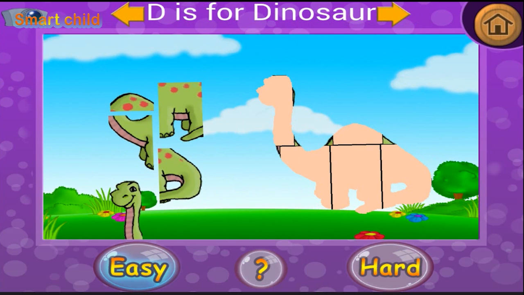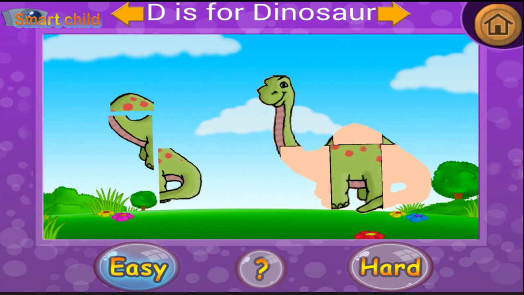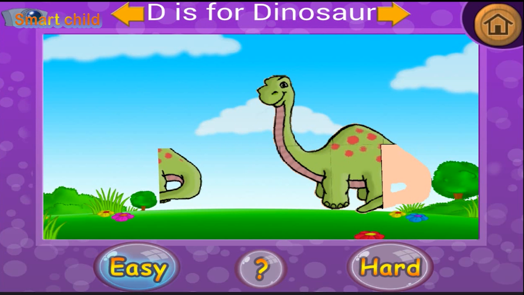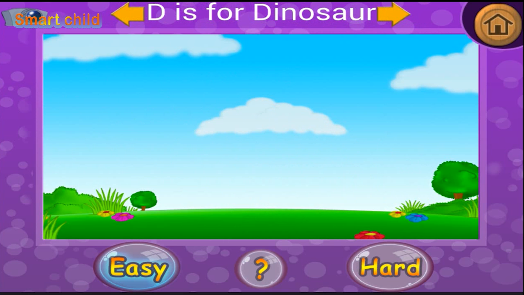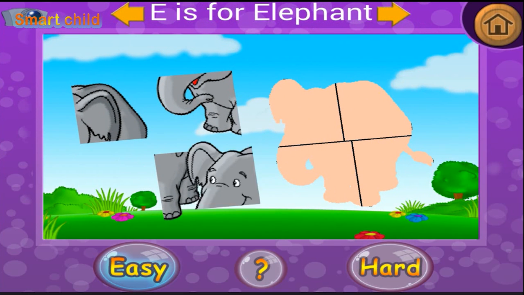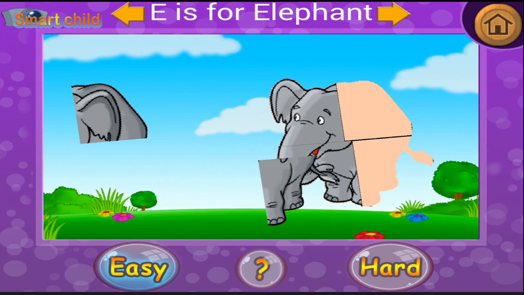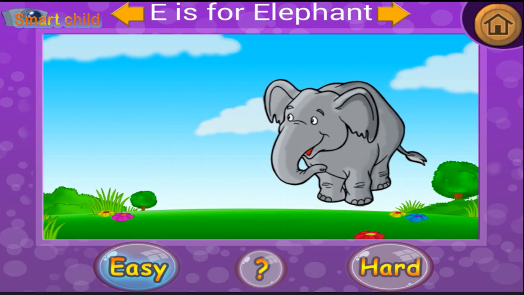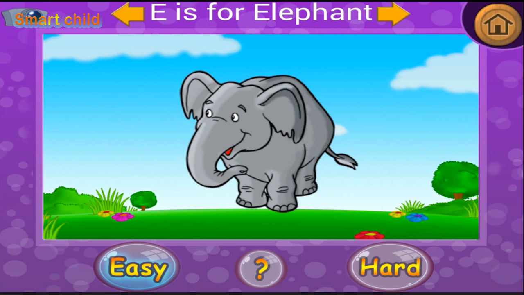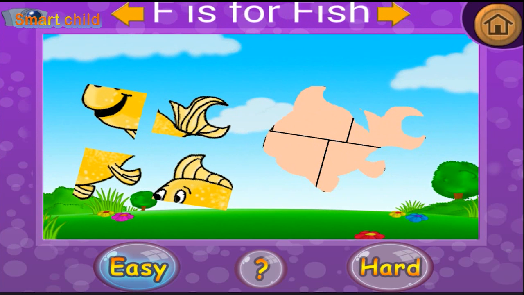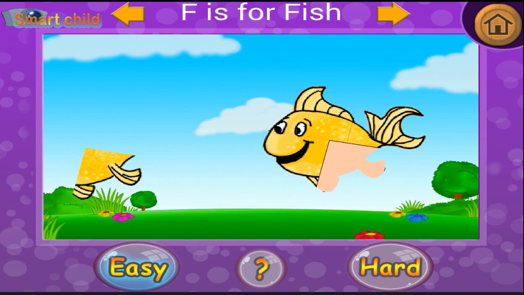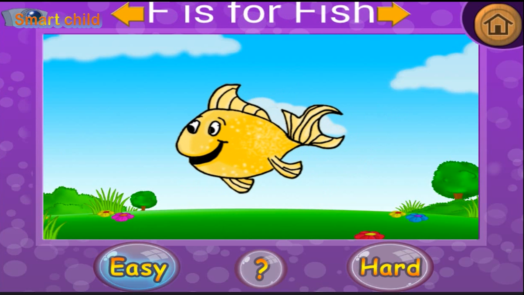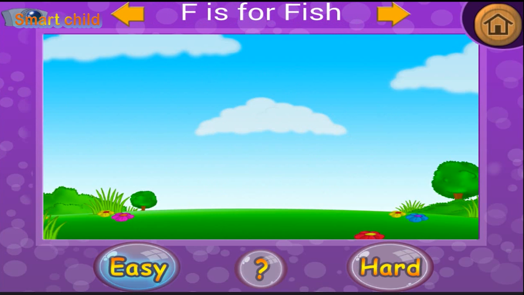D is for dinosaur. Wonderful. D is for dinosaur. E is for elephant. Right. E is for elephant. F is for fish. Astonishing. F is for fish.